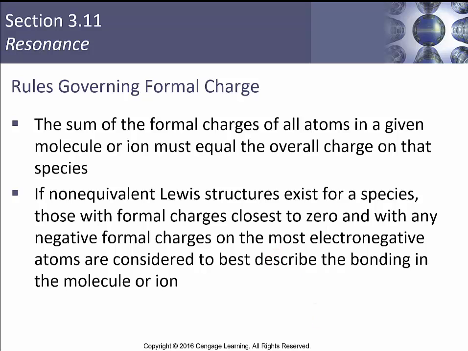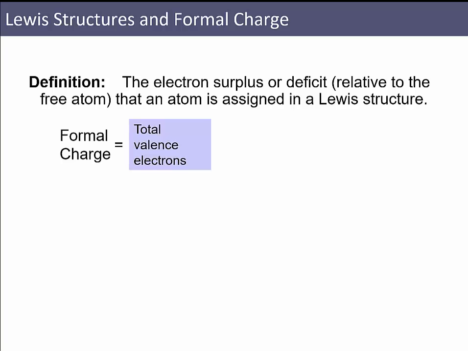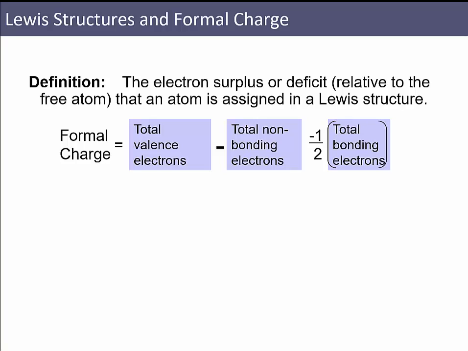A better definition is that formal charge is the electron surplus or deficit, relative to the free atom, that an atom is assigned in its Lewis structure. So we've got our equation: total valence electrons minus our non-bonding electrons and minus 1/2 the bonding electrons. If we're looking at water, we're going to look at our hydrogens and our oxygens. So we'll start with our hydrogens.